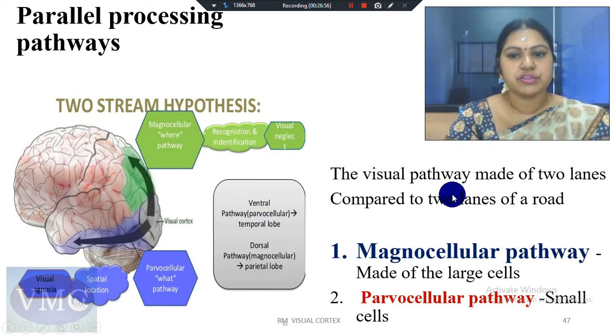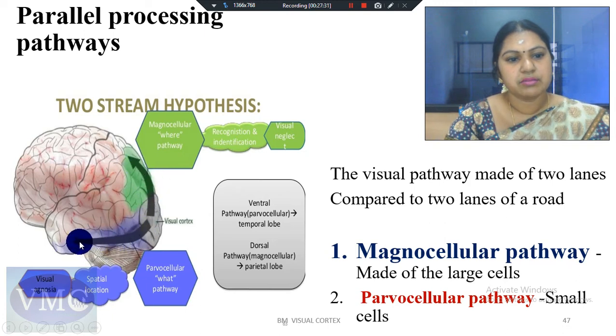Okay. So now we will look into parallel processing pathways. You have the visual pathway made up of two lanes, like two lanes of a road. So you have the magnocellular pathway made up of larger cells and the parvocellular pathway made up of smaller cells. So here you can see the information is coming to the visual cortex. From there it goes in two directions, above which is the magnocellular pathway. This tells the location of the particular image in space. The where pathway it is also called.